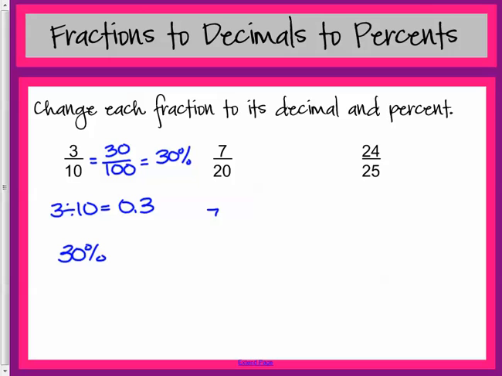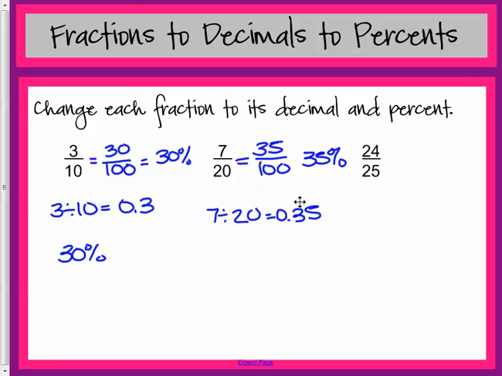7/20ths, I can divide 7 by 20, and when I do that in my calculator, I get 0 and 35 hundredths. Or I can make equivalent fractions. 20 times 5 is 100, and 7 times 5 is 35. So I know this is 35%.